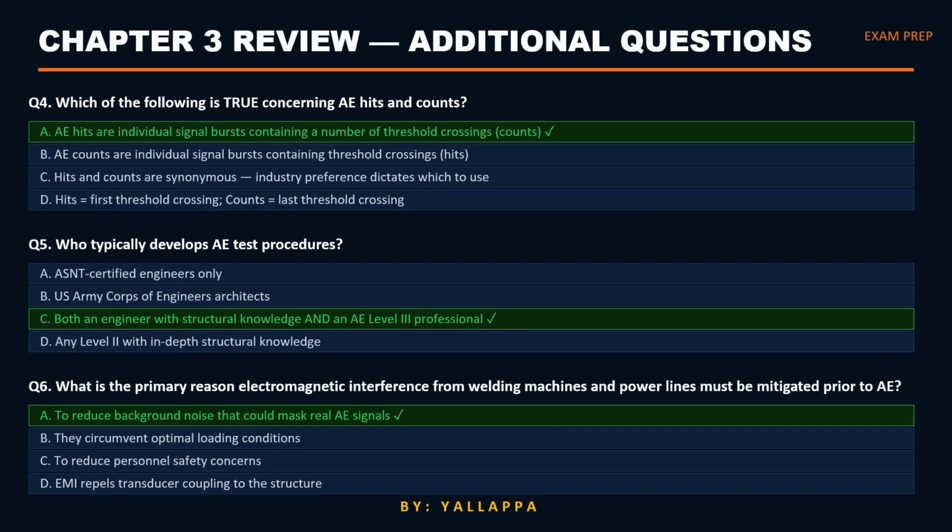These additional questions focus on hits versus counts, procedure development, and electromagnetic interference. Remember, a hit is the full signal event, while counts are the threshold crossings within that signal. And AE procedures are usually developed jointly by qualified engineers and Level 3 AE professionals.